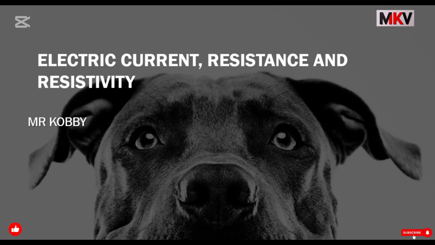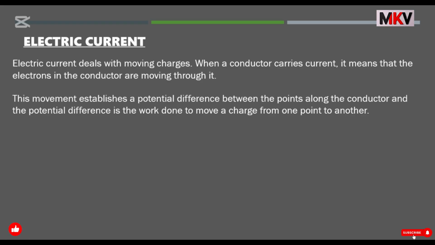You are welcome. Today our discussion is on electric current, resistance and resistivity. Electric current deals with moving charges. So when a conductor carries current, it means that the electrons in the conductor are moving through it. When the charges in the conductor are moving, they are mobile, and it creates current to flow through the conductor.